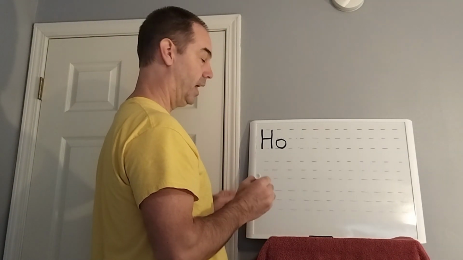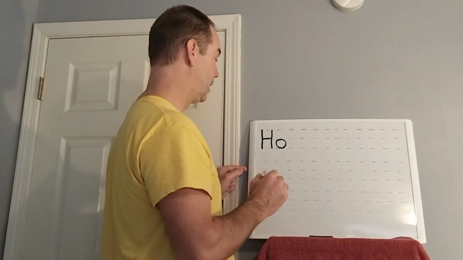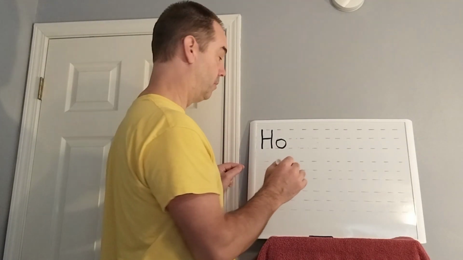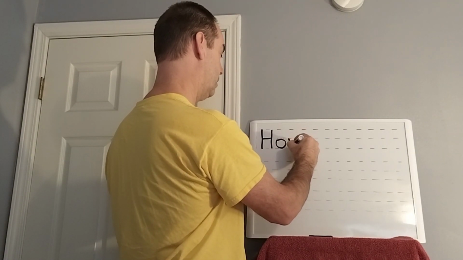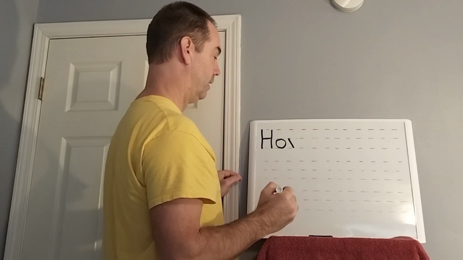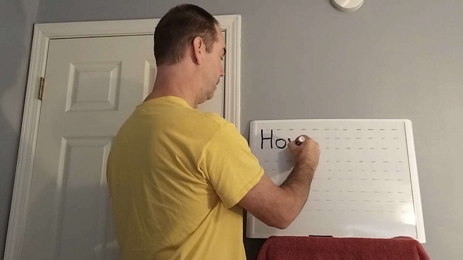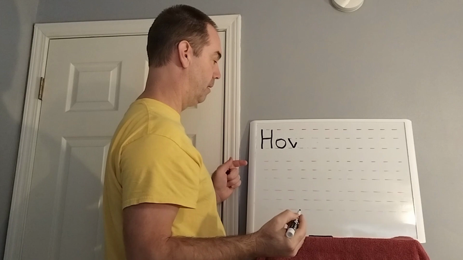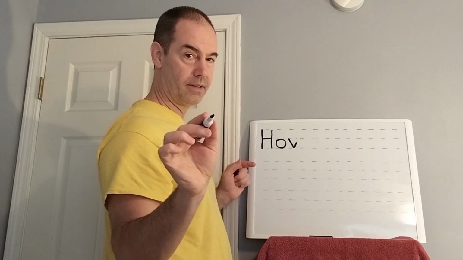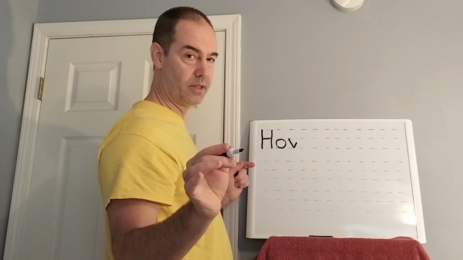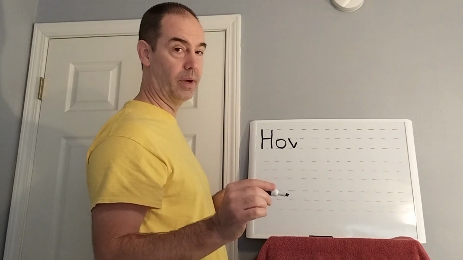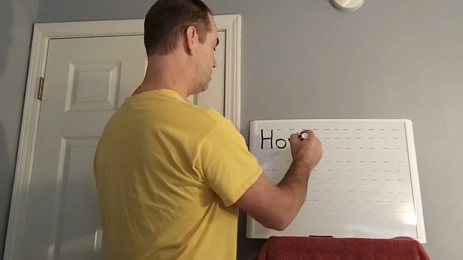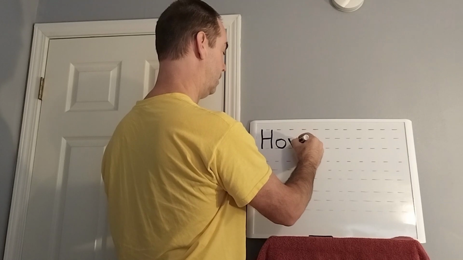For the W, again, I'm going to start at the midline because everything's going to be lowercase from now on. I go down on the diagonal to the bottom. Then I'm going to go up. I stop my W before I get to the midline. Everybody's going to do theirs a little bit differently. Some people take their next part of the W all the way up to the midline. I don't. I stop it a little short.